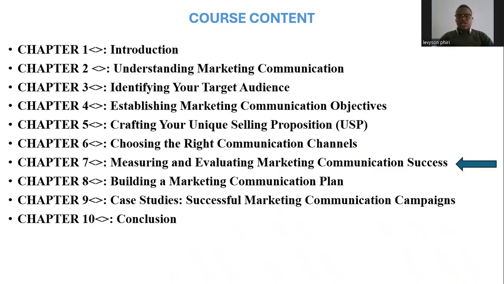Chapter 1, we did our introduction. Chapter 2, we did understanding marketing communication. Chapter 3, we identified your target audience. Chapter 4, we established marketing communication objectives. In chapter 5, we did crafting a unique selling proposition, USP. In chapter 6, we looked into how to choose the right communication channels for our targeted audience.